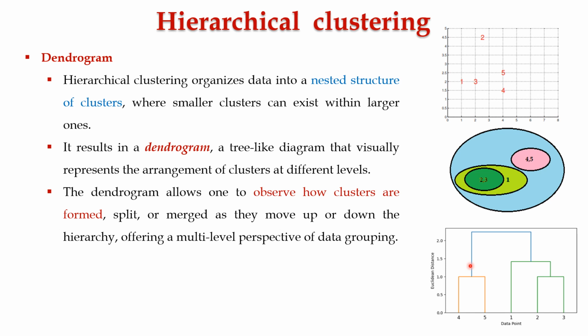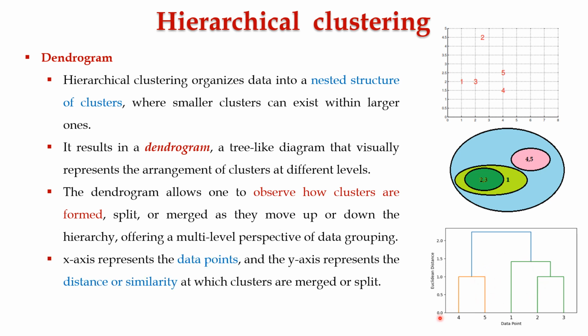The dendrogram allows one to observe how clusters are being formed, split or merged as they move up or down the hierarchy, offering a multi-level perspective of data grouping. Here the x-axis always represents the data points and the y-axis represents the distance or similarity at which the clusters are merged or split.